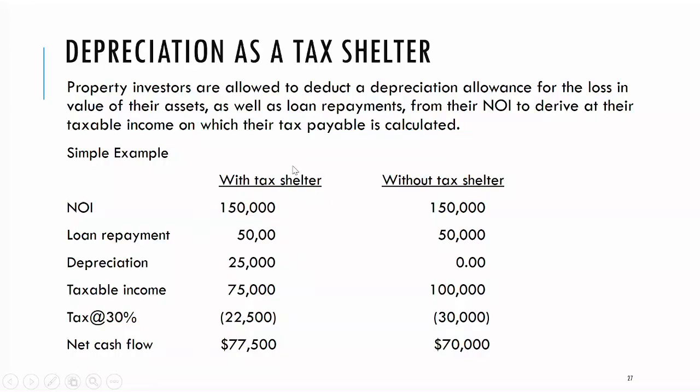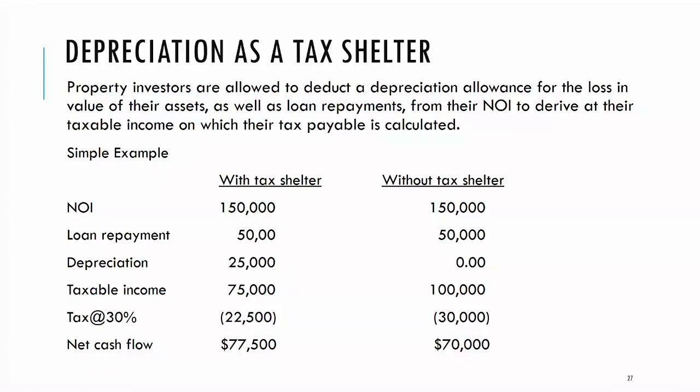Now, the first case, we include depreciation. Net operating income is 150,000, and loan repayments are 50,000. Not 5,000, it's 50,000. I missed a zero. And depreciation, we allow depreciation of 25,000.